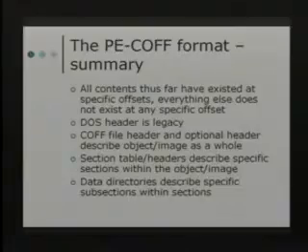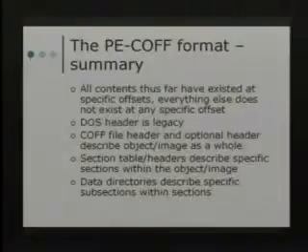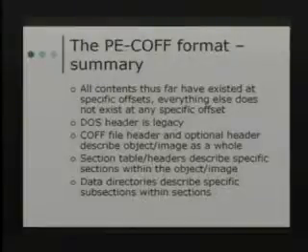Everything up to this point mostly existed at specific offsets that can be calculated. Everything else is defined within the executable itself, or it's not defined within the specification for PE-COFF. To summarize, basically, we have the DOS header. It's only there for its legacy, only there for 16-bit mode operation. The COFF file header and optional header describe the image as a whole, whereas section headers describe specific sections within it, and then the data directories are actually getting smaller inside of that.